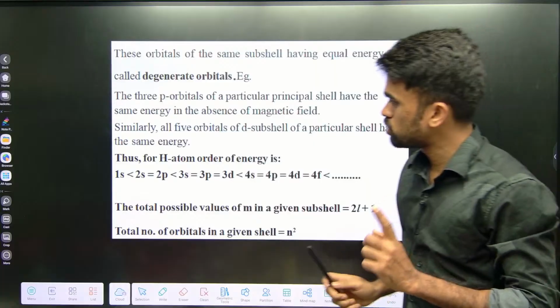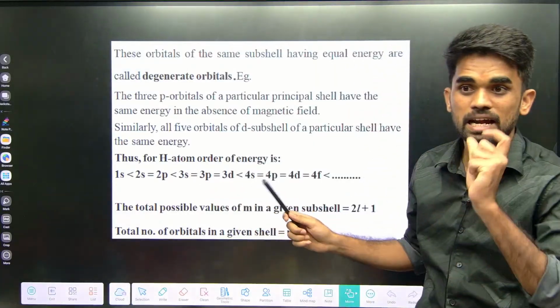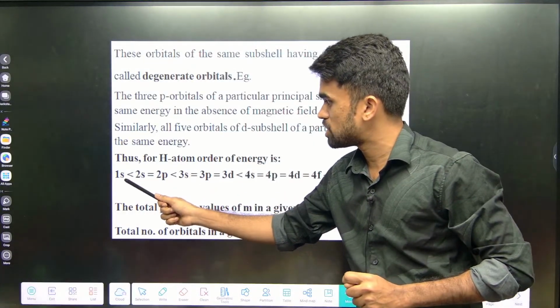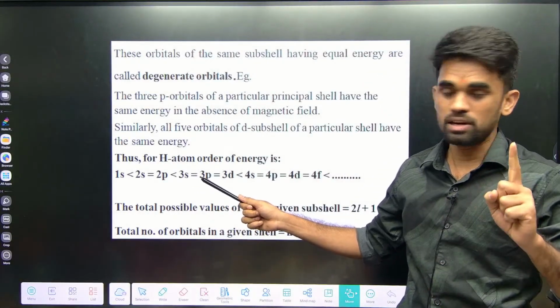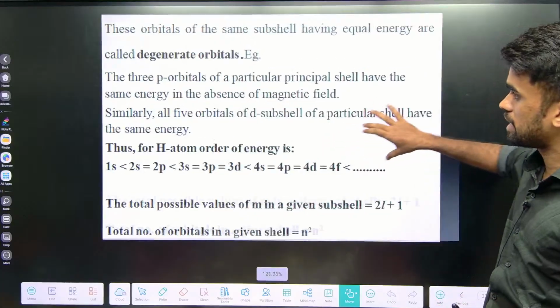I just now told you, for the hydrogen atom, a single electron system, the energy order depends only on the n value. That's where it is mentioned like this.